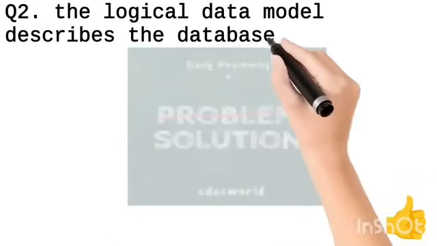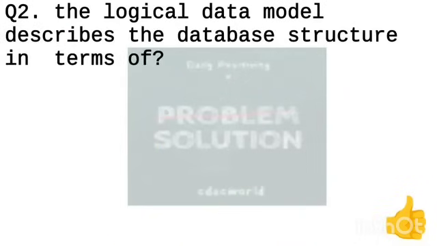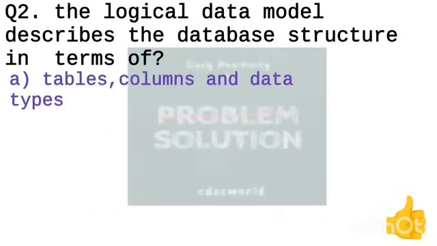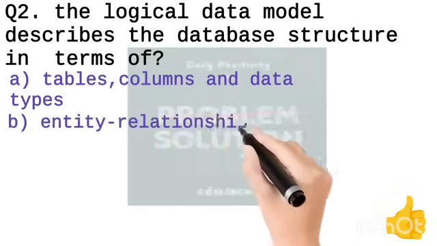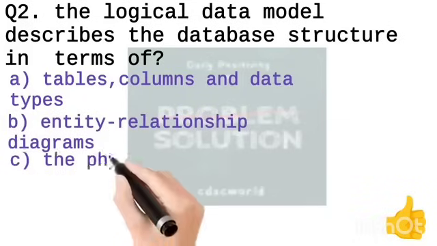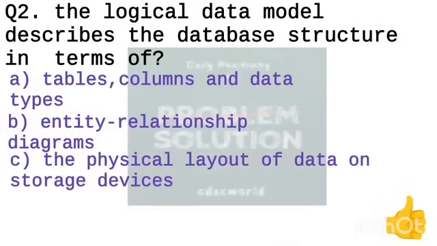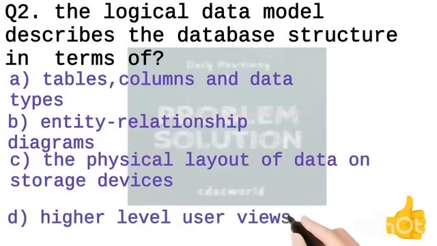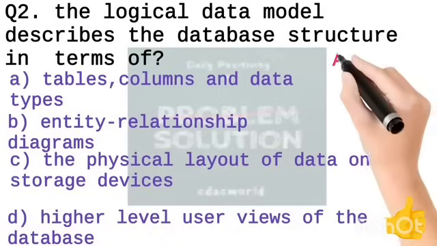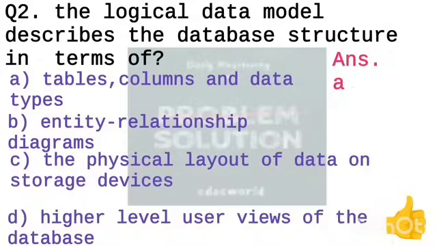Query number 2. The logical data model describes the database structure in terms of option A, tables, columns and data types. Option B, entity relationship diagrams. Option C, the physical layout of data on storage device. And option D, higher level user views of the database. And the answer is A, tables, columns and data types.